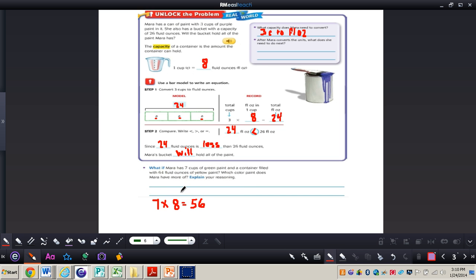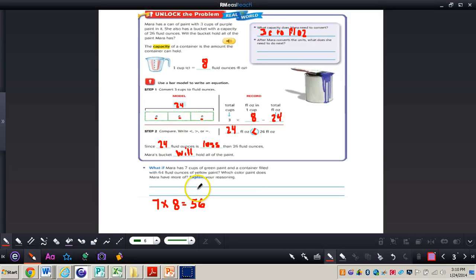We know that Mara has more yellow paint, and I do want you to write that down on this line here. Mara has more yellow paint. Then the explanation is there are 56 fluid ounces of green paint.